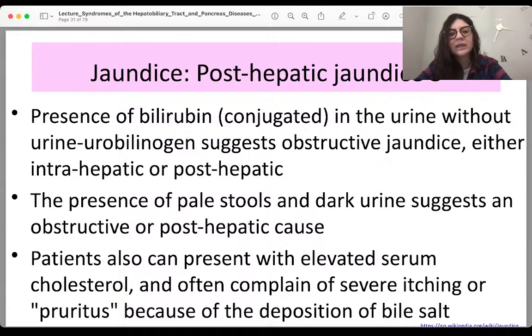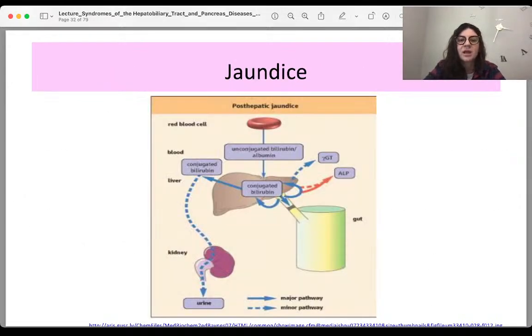The presence of pale stools and dark urine suggests an obstructive or posthepatic cause. Patients also can present with elevated serum cholesterol and often complain of severe itching, or pruritus, because of the deposition of bile salts. In such a way, this is the mechanism of post-hepatic or obstructive jaundice.